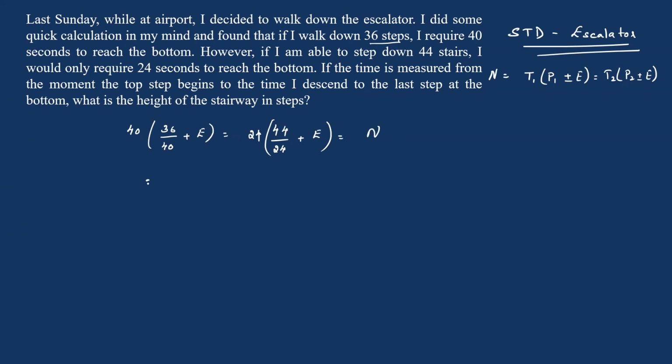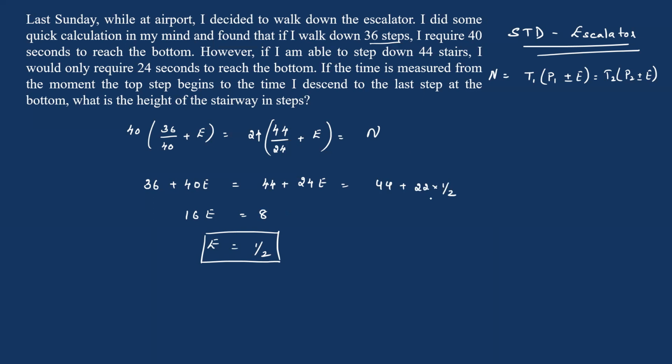So eventually what do we have? When we simplify, this becomes 36 plus 40e is equal to 44 plus 24e, or when we transpose, this becomes 16e is equal to 4 plus 4, that is 8, or the value of e is equal to half. The value of e is equal to half. What is the height? That means we want this value, so that becomes 44 plus 24 into half, which is going to be 44 plus 12, which is going to be how much, guys? Which is going to be 56. So the number of steps when the escalator is stationary would be 56. So that becomes our answer here. Let's move to the next question, guys.